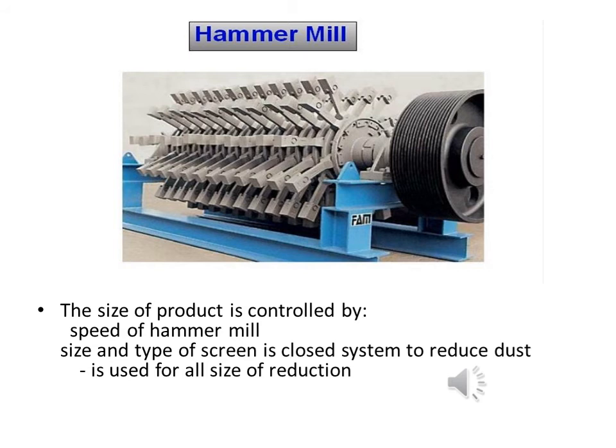This photograph shows the hammer mill inside. The size of the product, the particle size, is controlled by the speed of the hammer mill and the size and type of screen. This system, of course, is a closed system to reduce dust, and it is used for all sizes of reduction.